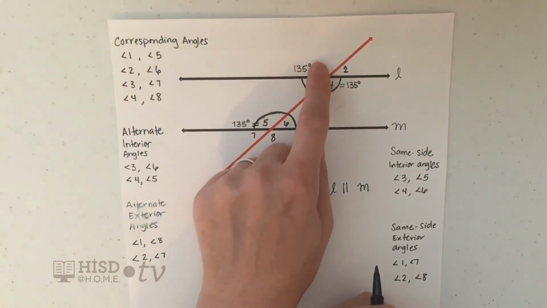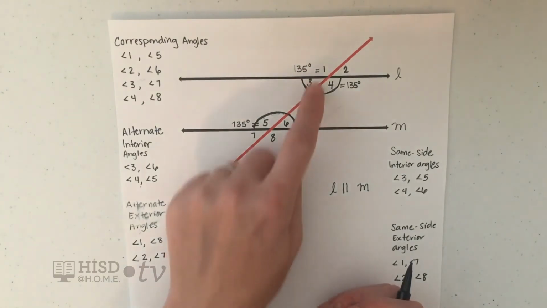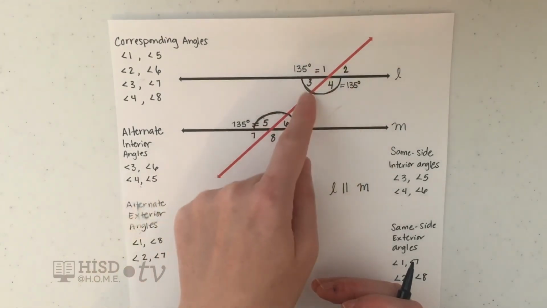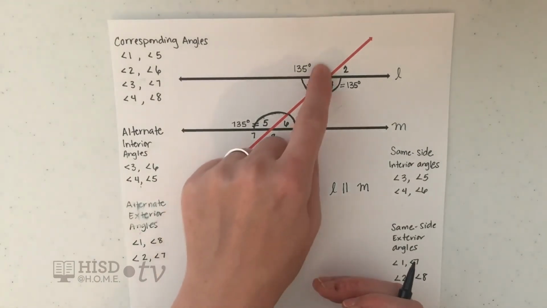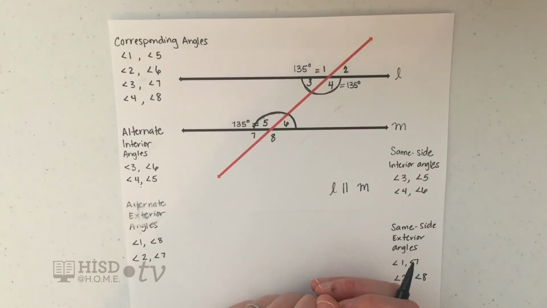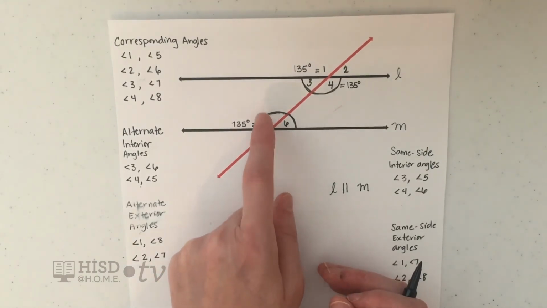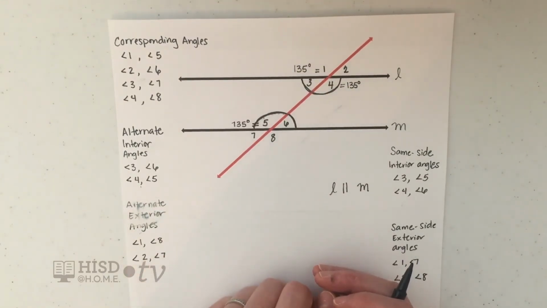Now you'll notice that angle 1 and angle 4 are congruent. They are the same. Those angles are called vertical angles. So vertical angles are formed when two lines intersect and the two angles opposite each other are congruent. So angle 1 and angle 4 are vertical angles, angle 3 and angle 2 are vertical angles, angle 7 and angle 6 are vertical angles, and angle 5 and angle 8 are vertical angles. But let's get back to determining the rest of these measurements.